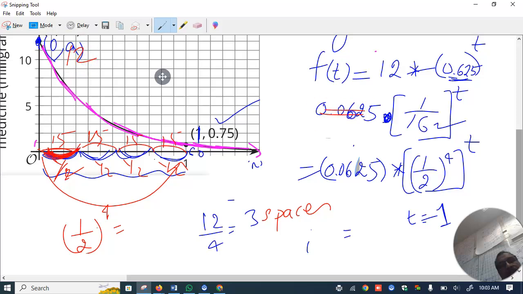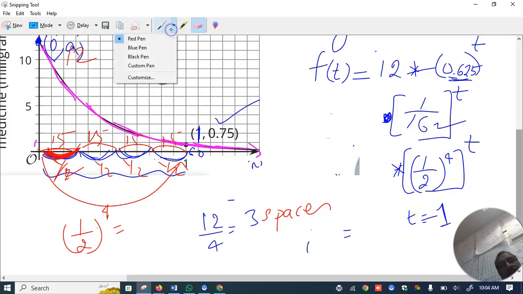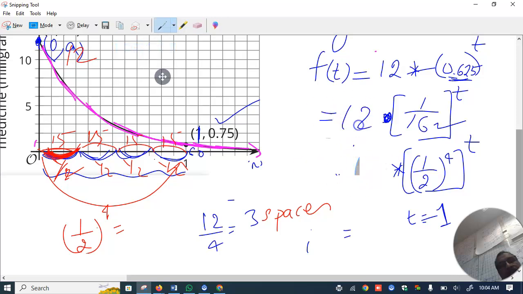Okay, I think I made a mistake here. This is 12, this is 12. I just want to make sure we have the right thing here. So that is 12, 12. Okay. So every 3 spaces is 15 minutes.